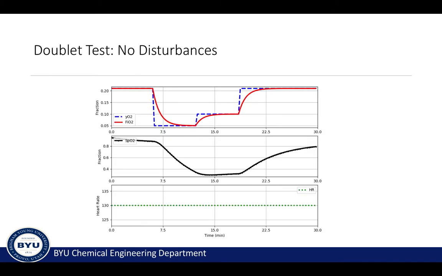So as you can see, this shows a simple doublet test where we decreased and increased the oxygen level, and the FiO2, the red line, is what the baby is actually breathing, and the YO2 is what we're adjusting. And this black line here is the actual oxygen concentration in the blood, which actually is really low in this case. We need it to be at least above 90%.